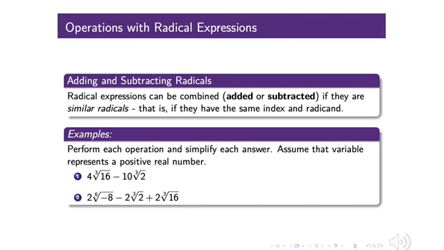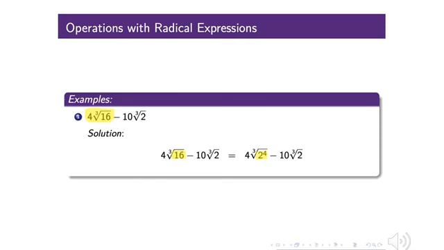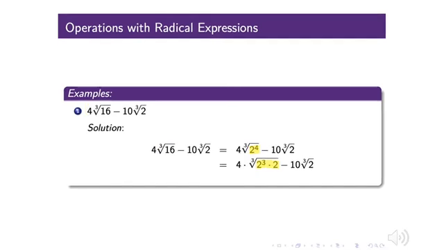To solve our first example, we only need to simplify the first expression, 4 cube root of 16, since the second expression, 10 cube root of 2, is already in its simplest form. That is, we factor out or express 16 as 2 raised to the power of 4. Second step, we group factors such that they can be written as a power of the index. That is, the cube root of 2 to the 4 can be expressed as the cube root of 2 to the 3 times 2.